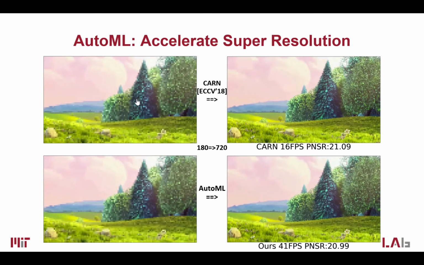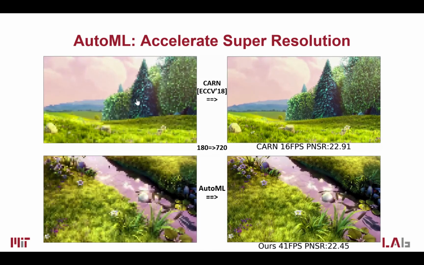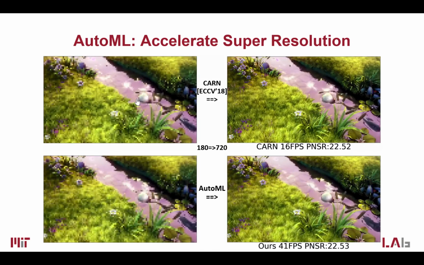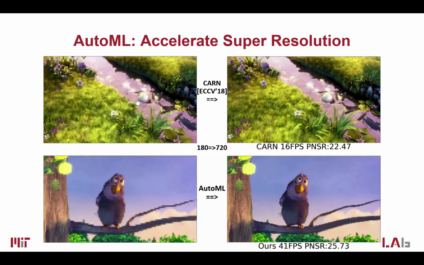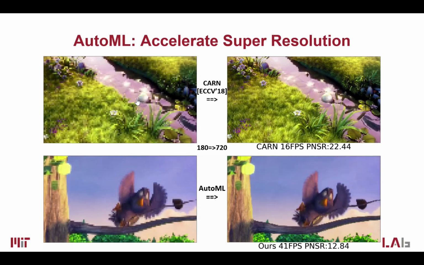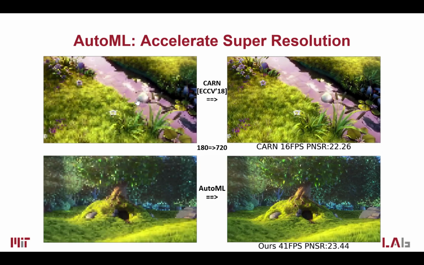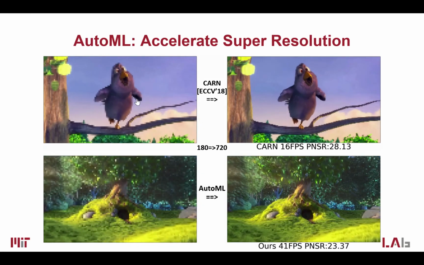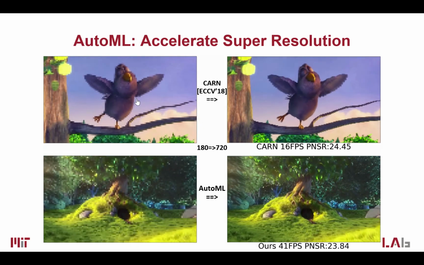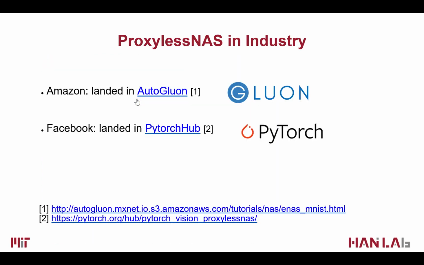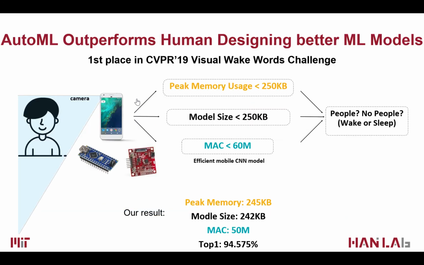So besides image classification, our AutoML techniques can also be used to accelerate other applications, such as super resolution. As shown in this demo, our model improves the efficiency by nearly 3 times without loss of quality. Our ProxylessNAS model is already launched in AutoGluon and PyTorch. It's very easy to use, requiring only a few lines of code.